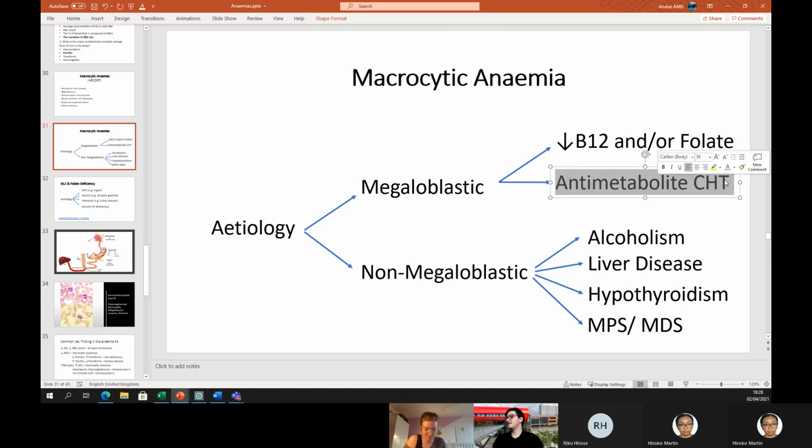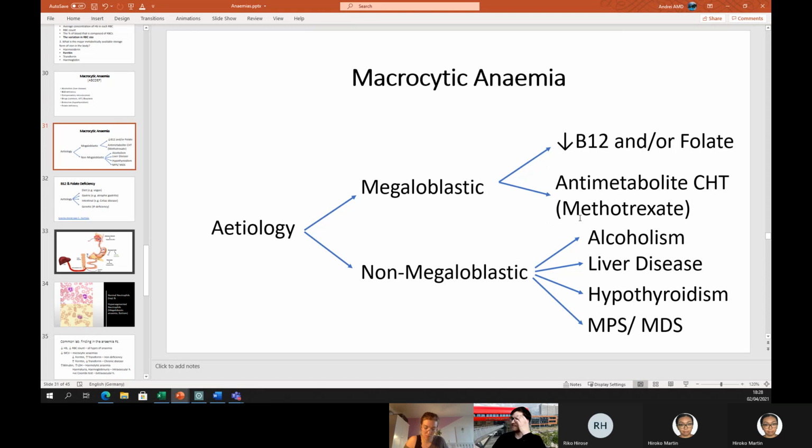Another thing that can lead to megaloblastic anemia is antimetabolite chemotherapy. This is typically patients with cancer, right? You give them antimetabolites, so for example methotrexate. It's a pretty common drug used to treat a bunch of other conditions as well. You give it to your patient, and yes, it does affect the cancer cells, but it also produces anemia.